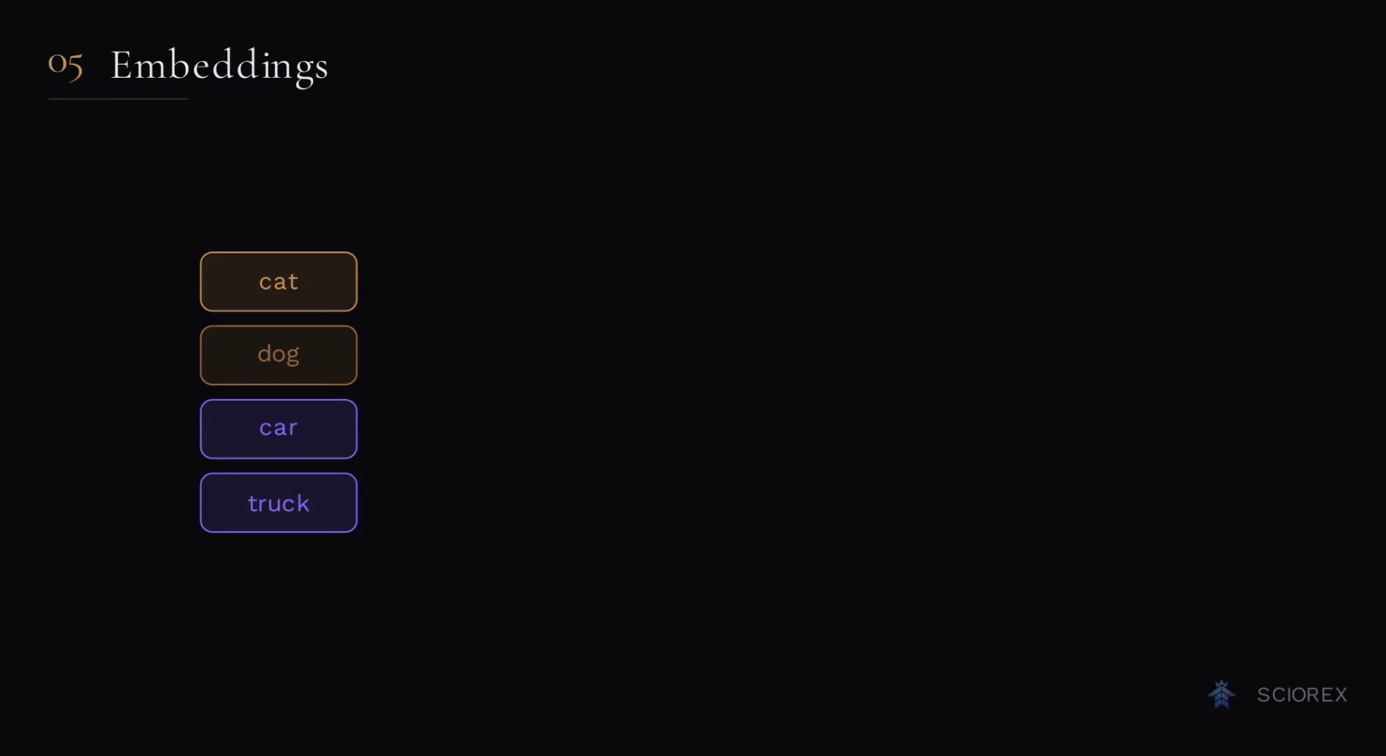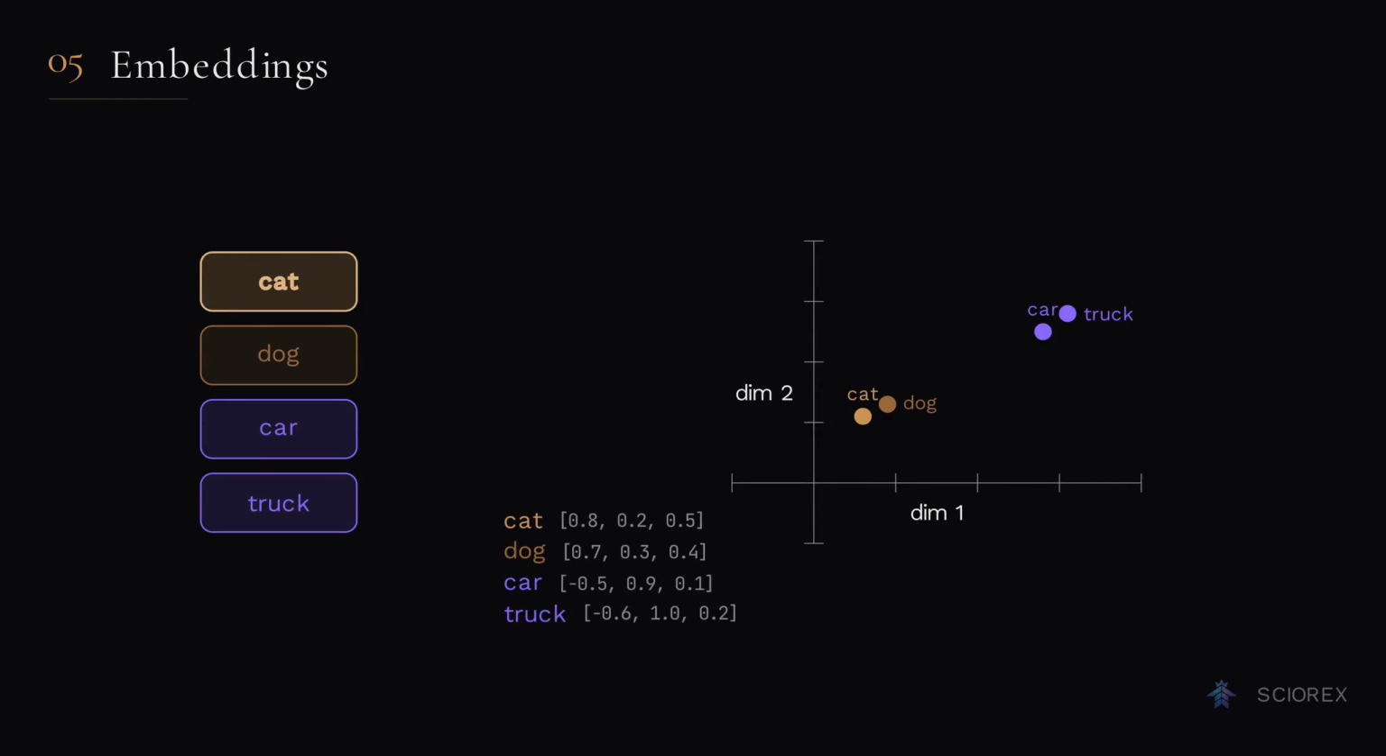There's a closely related idea called an embedding. Sometimes your input isn't a number, it's a word, a category, a user ID. You can't multiply cat by a weight. So instead, you assign each discrete item a vector of numbers, its embedding. These vectors are learned during training, just like weights. The network adjusts them so that items which behave similarly in the task end up with similar vectors.